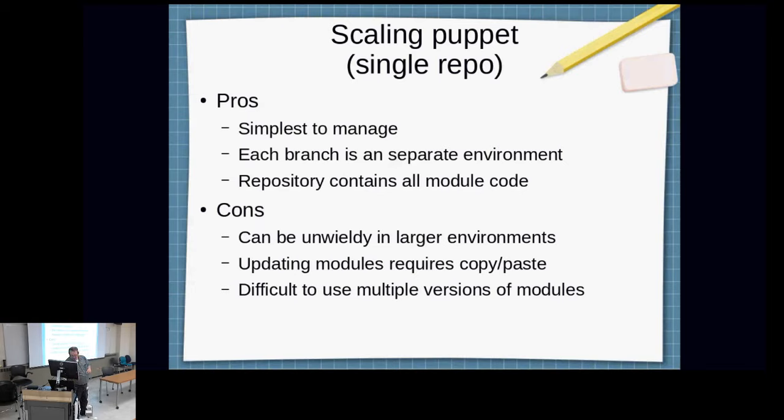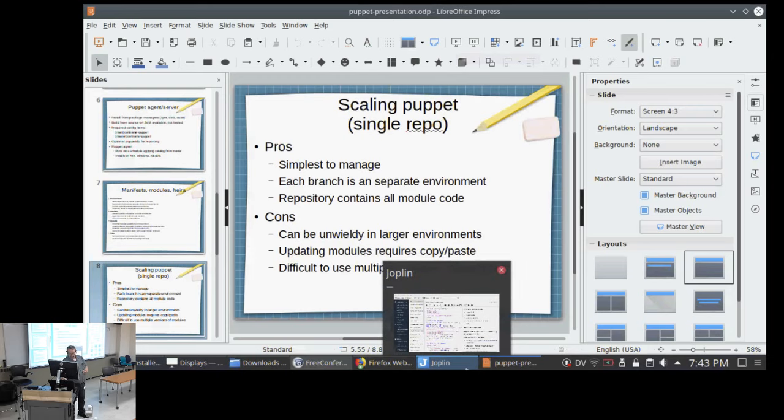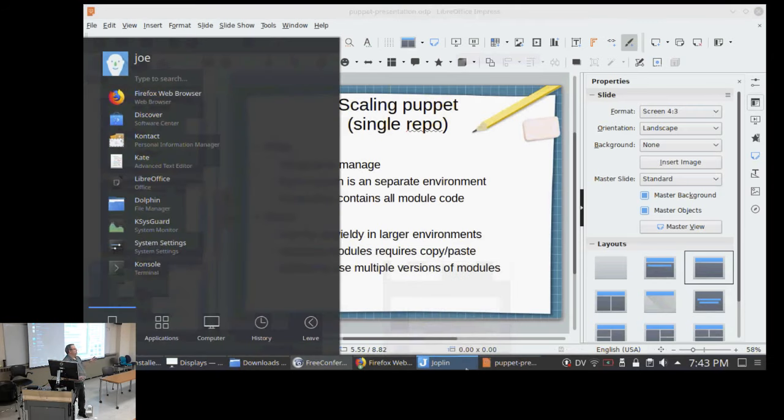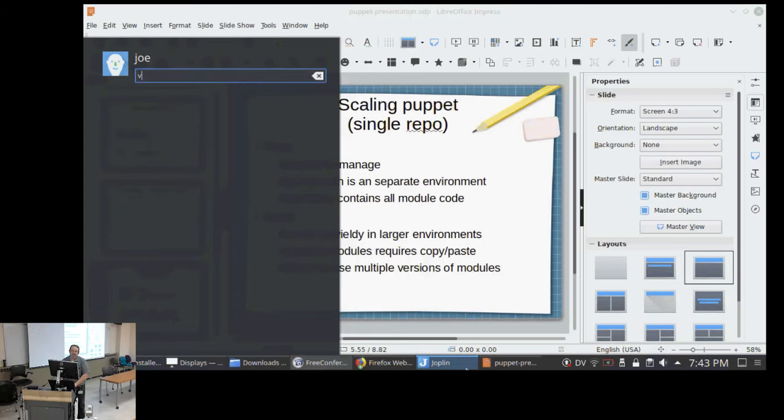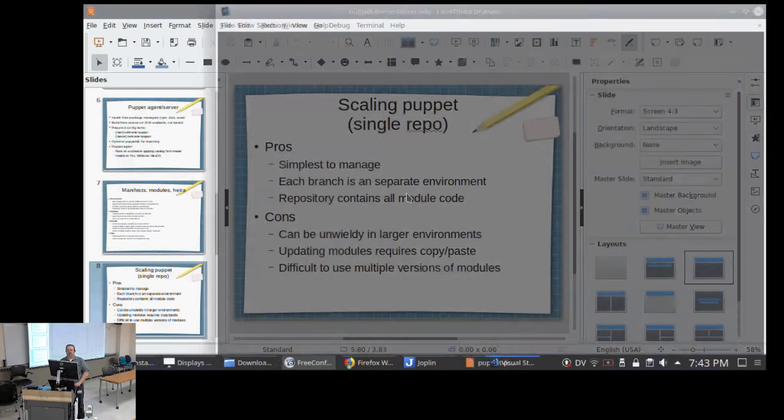I'm going to show you an actual repo. I just wanted to clarify, this is the actual running Puppet code itself. This is the modules, manifest, and data that would be compiled into the catalog for the agent. So let me show you a repo. And I guess I should open up my Visual Studio.